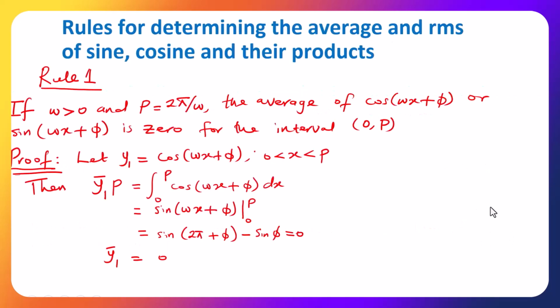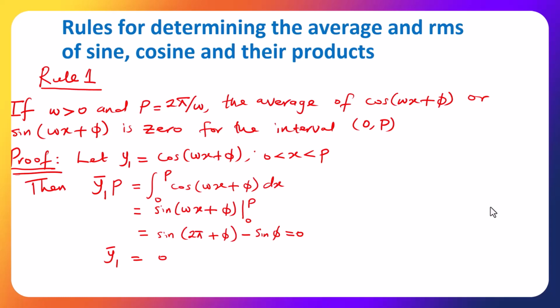So as the first rule, if omega is greater than 0 and p is equal to 2 pi over omega, then the average of cosine of omega x plus phi or sine of omega x plus phi is 0 for the interval 0 comma p. And the proof is as shown.